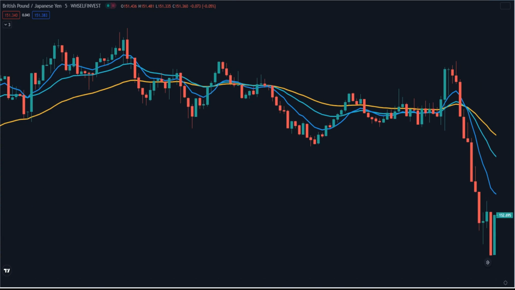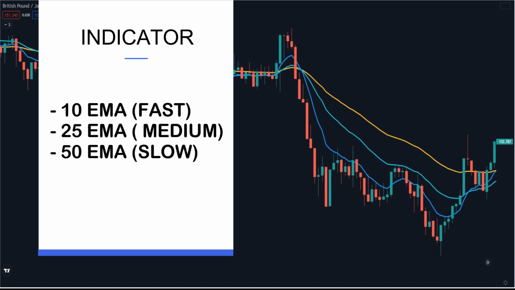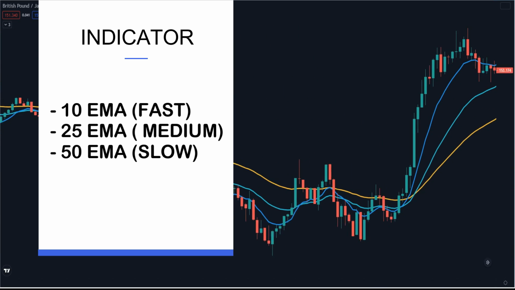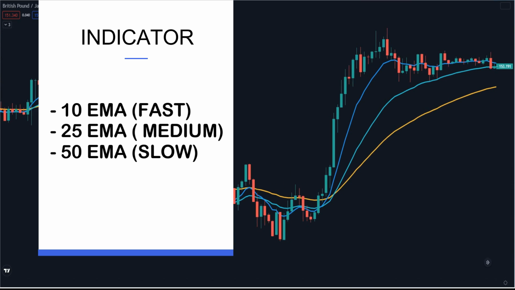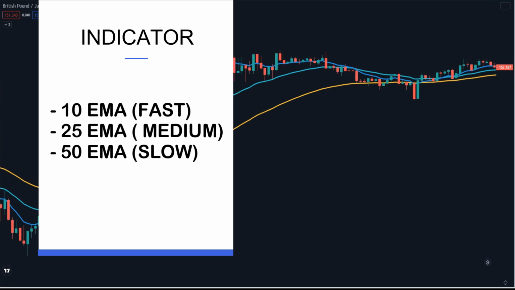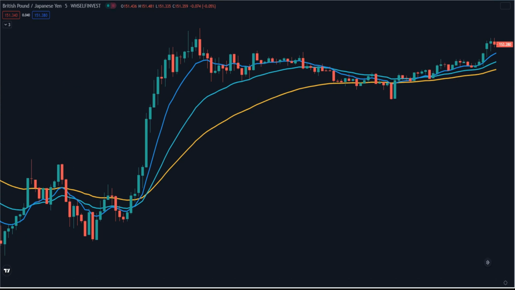Like I said before, for this strategy you will need 10 exponential moving average. This is the fast exponential moving average. 25 exponential moving average. This is the medium exponential moving average. 50 exponential moving average. This is the slow exponential moving average. Now let's see this trading strategy in real life.